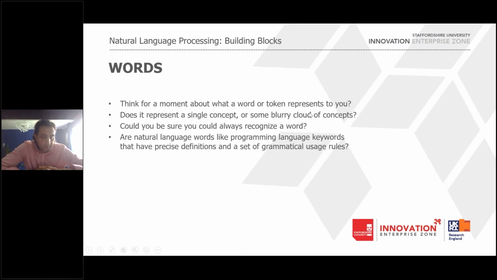So let us start by defining words. I want you to think for a moment about what a word or token represents to you. Does it represent a single concept by itself, or some blurry cloud of concepts? Could you always recognize a word or not? And are natural language words like programming language keywords that have precise definitions and a set of grammatical usage rules or not? When, for example, in programming, I say split for a sentence, does it mean exactly the same thing in natural language or not?